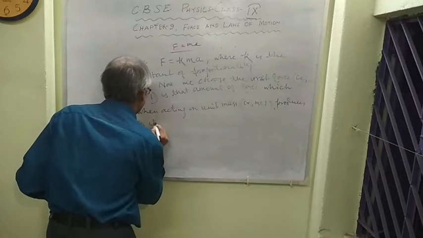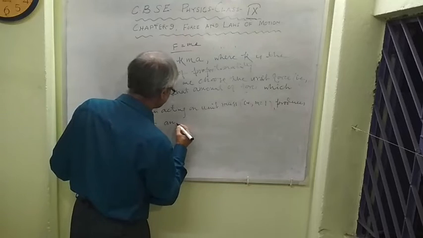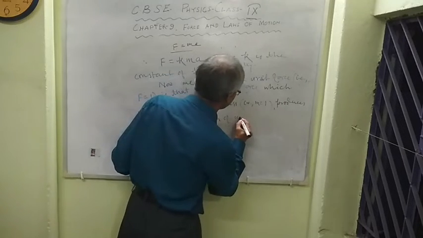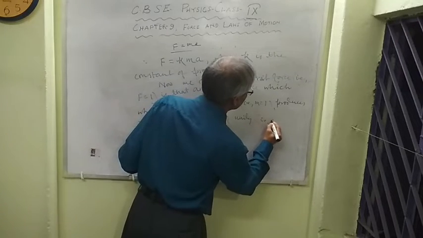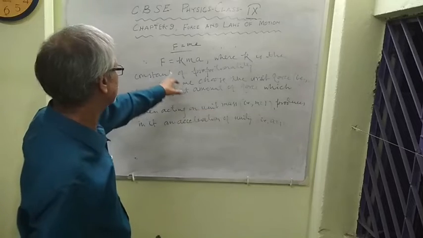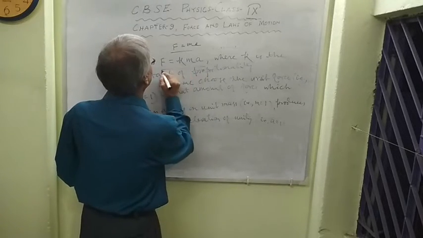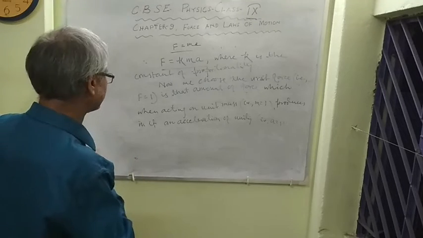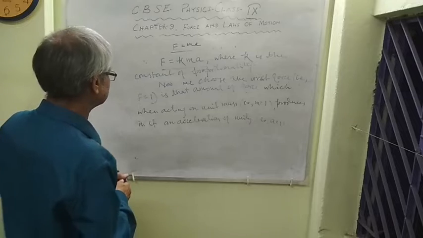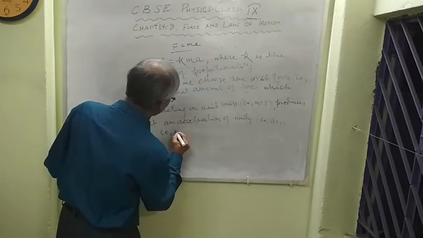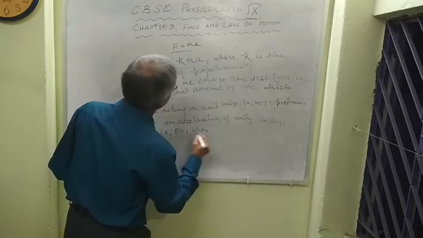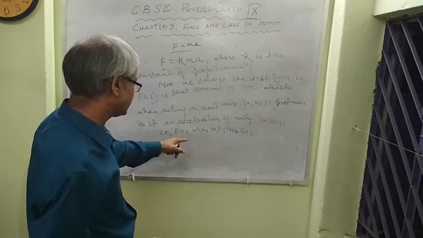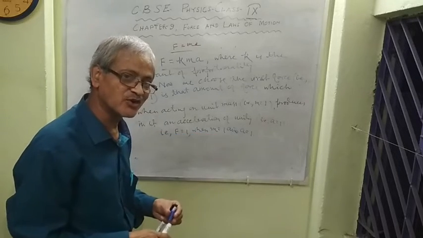produces in it an acceleration of unity, or unit, that is A equal to 1. Now we put these values in the above equation. What we get? F equal to 1 when M equal to 1 and A equal to 1. That is, F will be 1 unit while mass equal to 1 and acceleration is also equal to 1.